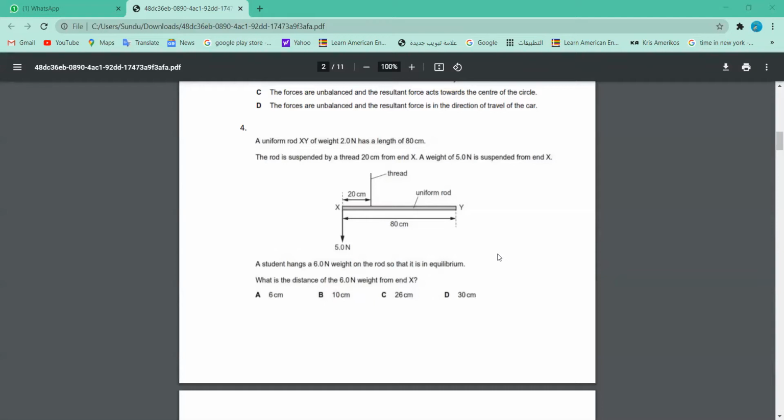So has anybody solved this? Has anybody done this already? One second, Miss. Sorry? Just one second. Oh, you're trying to solve it? Yeah. Okay.